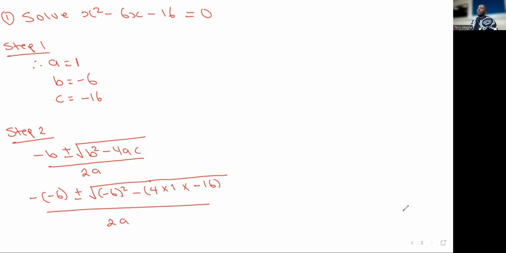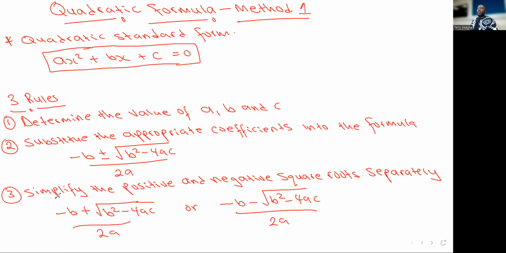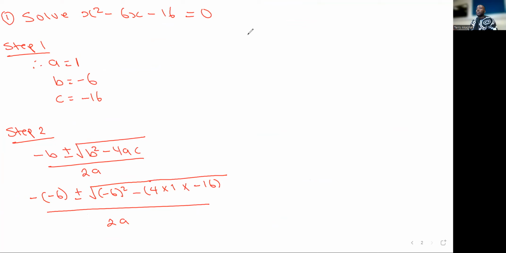Then the next step, step 3. Step 3 said we have to separate it. Basically, we have to simplify the positive and the negative. So that means we go to step 3 now. The next step to do is that we have to separate this into 2. So we're going to have -6 plus square root of -6 squared minus 4 times 1 times -16.